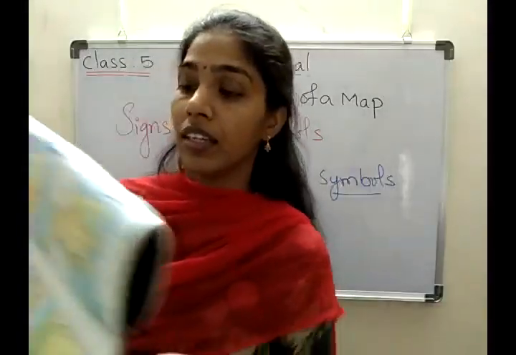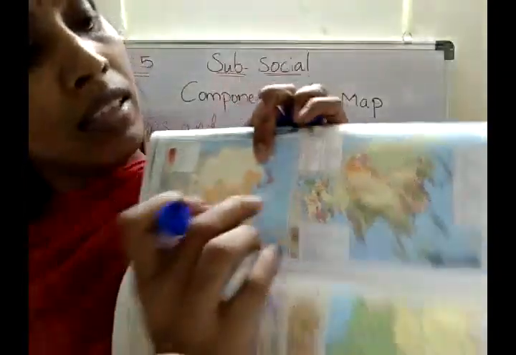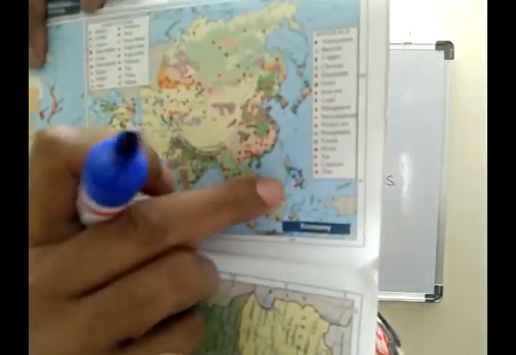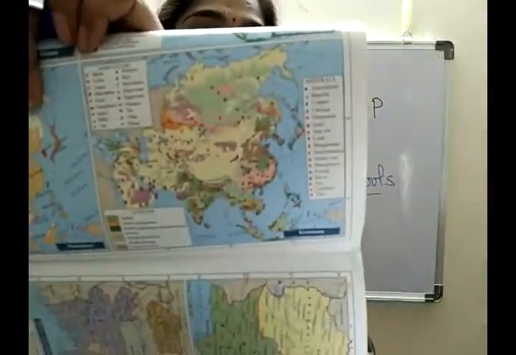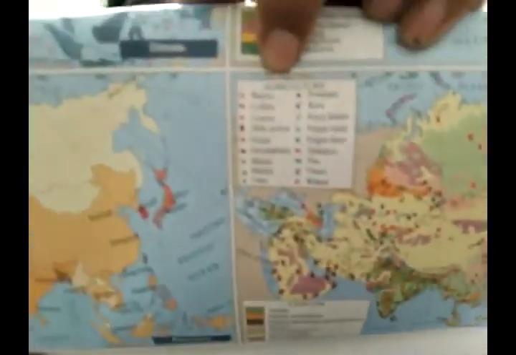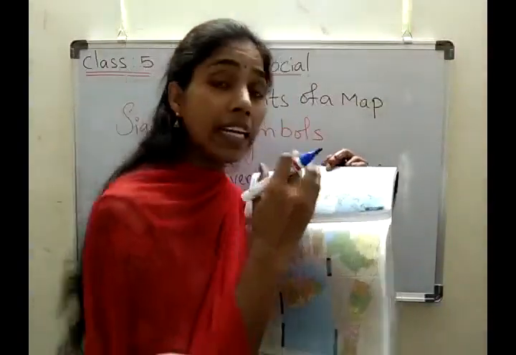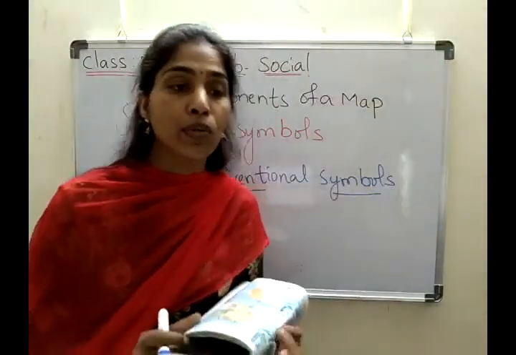I'll show you children here. Look at here. Here there is a table, a list of symbols. Different types of minerals are given different types of colors and symbols. And here also agriculture, there is a list of symbols and colors, easy to remember and easy to identify. So these symbols are used.